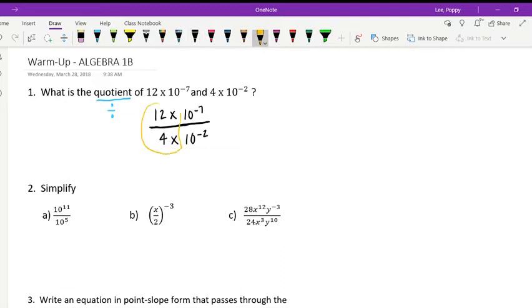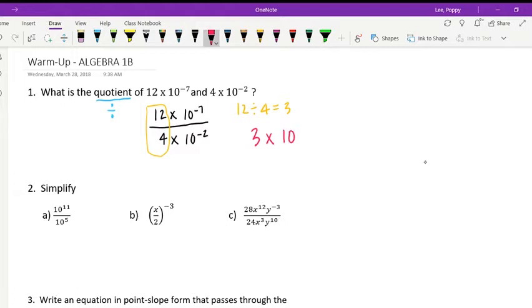So again, the first thing we're going to do is divide those coefficients. Not the x's, obviously. We're going to do 12 divided by 4, and 12 divided by 4, if you remember correctly, is 3. Big problem of the day right there. So we're going to have 3 times 10.